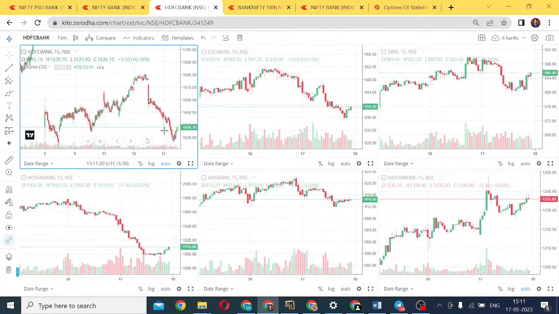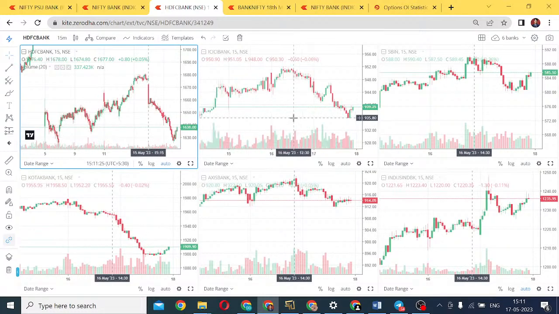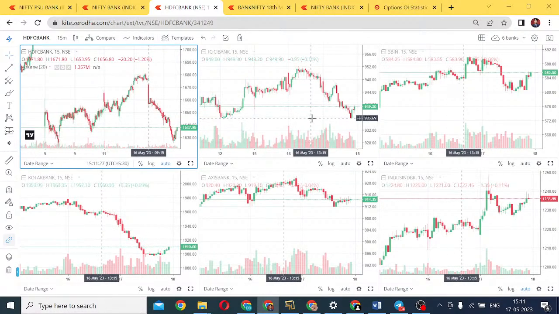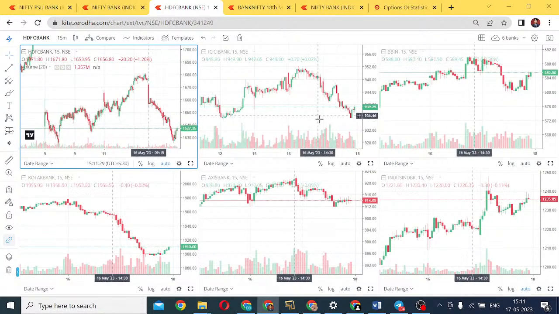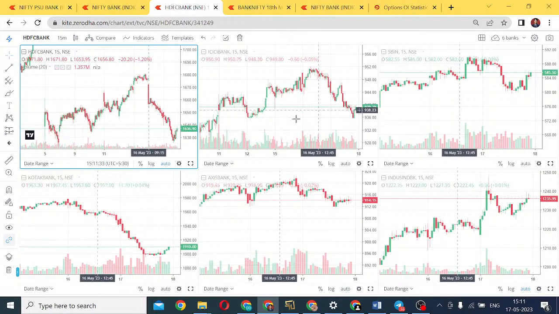Yeah, so if you see, this one was at a support. HDFC and ICICI you always look first. ICICI was at support. I was hoping, I said around 935, if it breaks, the next support is at 931. So it has 4 points.